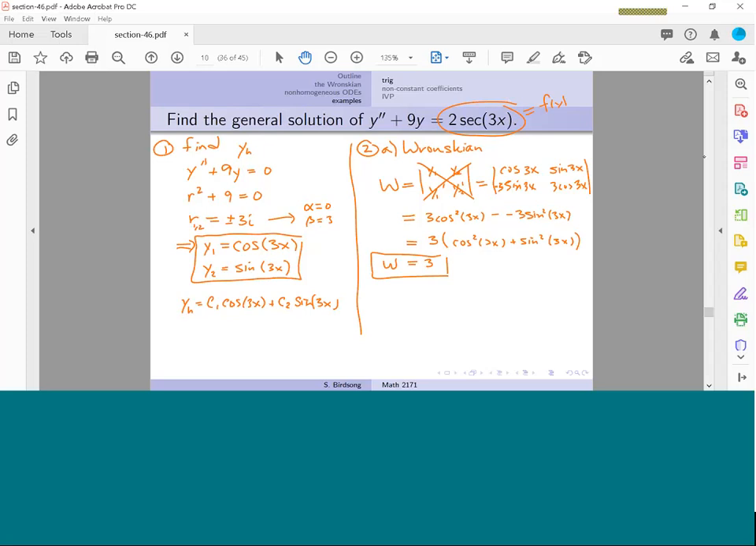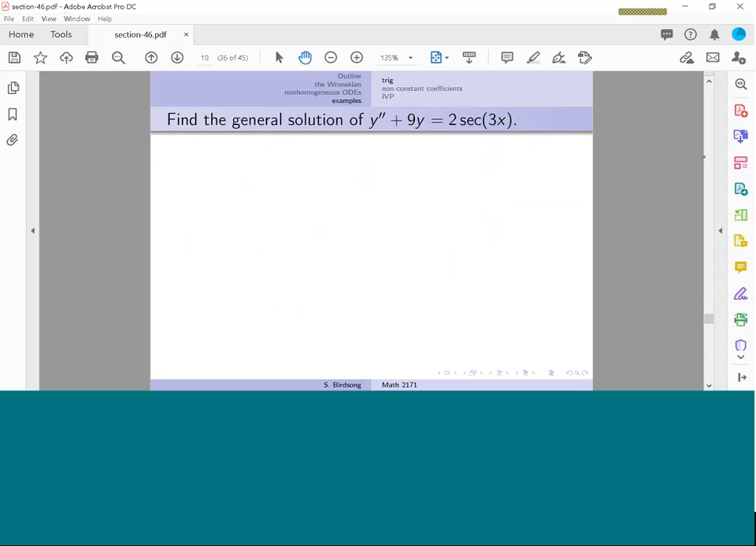Okay. So I've run out of space on this page, and I'm not going to try to fit it in there at the very bottom. So let's go to the next slide, which is currently totally blank, and we'll finish this off. Okay. So here's what we know so far. We know that y1 is cosine, y2 is sine. We computed the Wronskian, it was 3, and our 2 secant is our f from our formula.